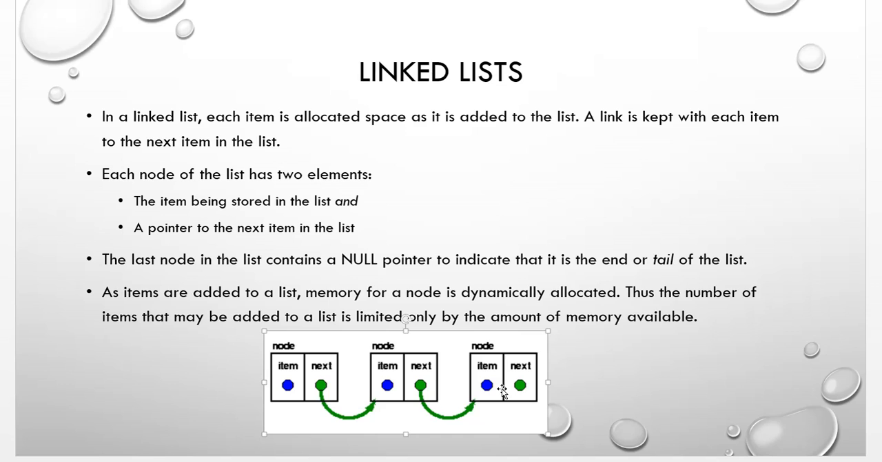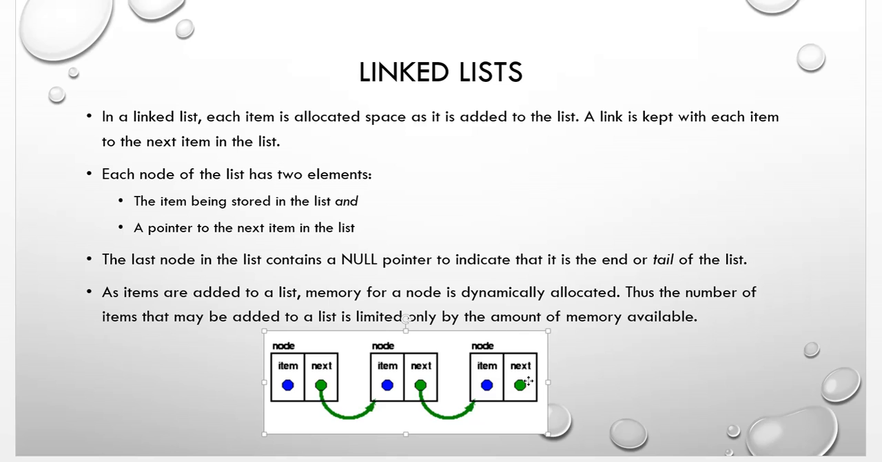So the last node in the list contains a null pointer to indicate that it is the end, or tail, of the list. So this is the last node. On the last node, you can see that there is no way for it to go, so instead of pointing to another node, it just has a null pointer. This next pointer will be called null, such that when you're traversing through the list and you get to the end, you'll see the pointer that is supposed to point to the next node labeled as null, and then you know that you have reached the end of your list.